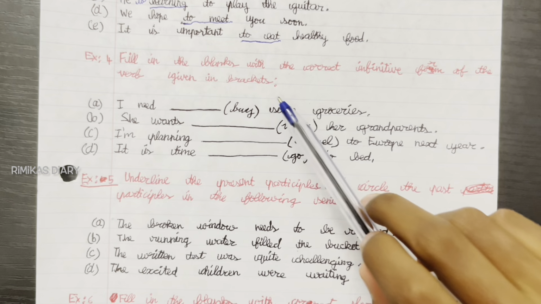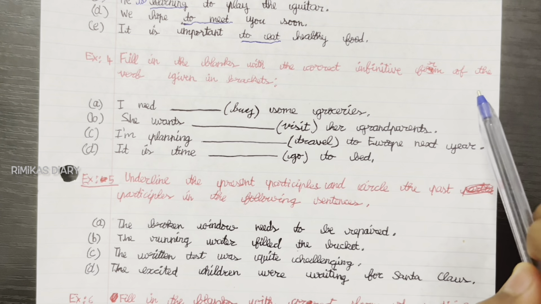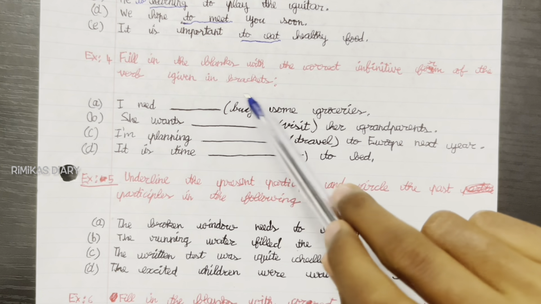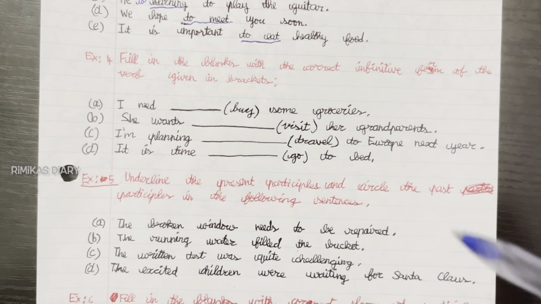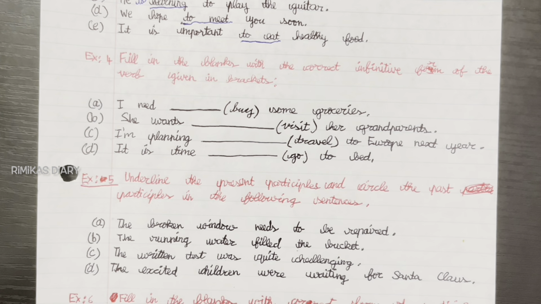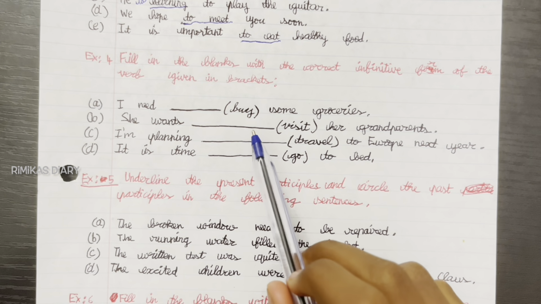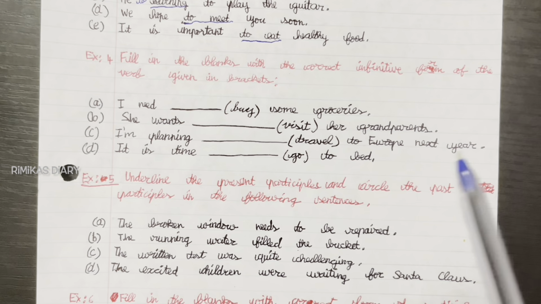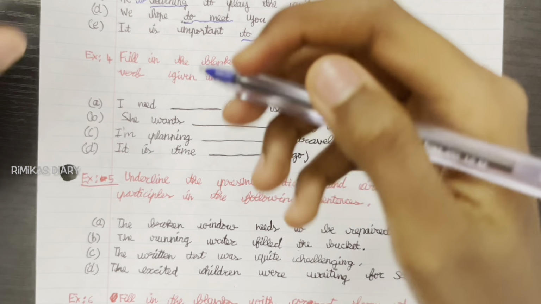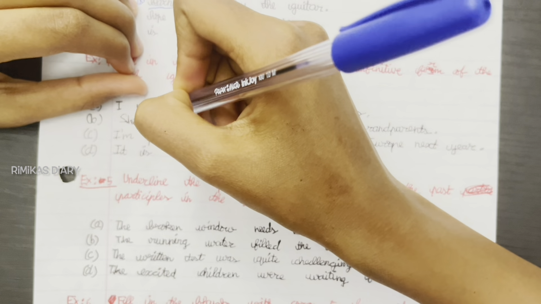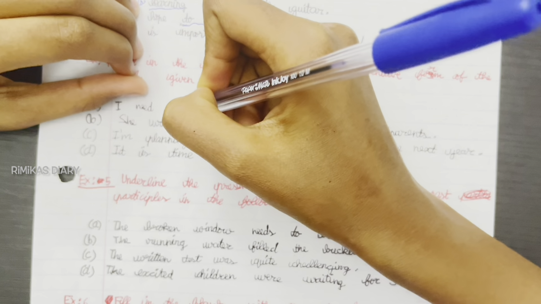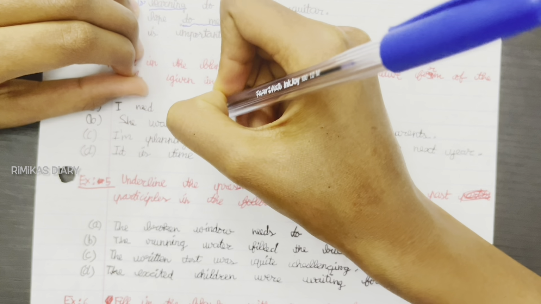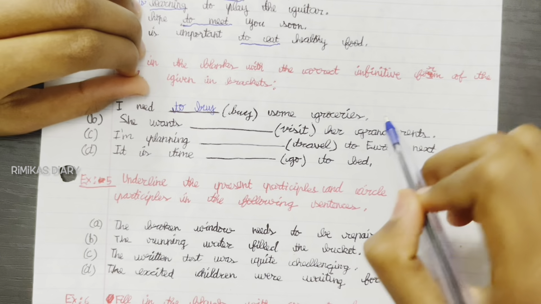Exercise 4. Fill in the blanks with the correct infinitive form of the verb given in brackets. So you had to write the correct infinitive form for the verbs that are given in the bracket. First sentence, I need dash buy some groceries. So remember to add to before the verb. So I need to buy some groceries.